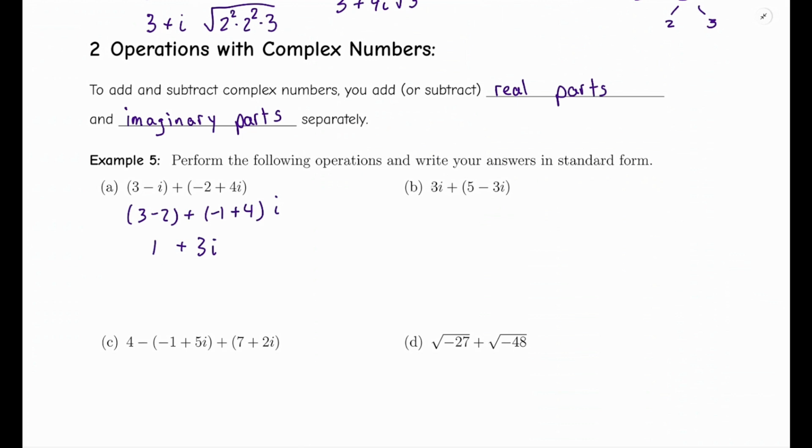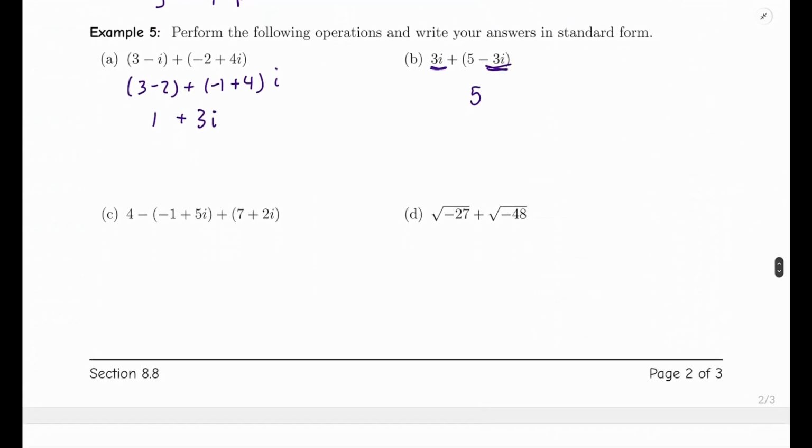Now in part B, we have 3i plus 5 minus 3i. Well, the 3i and -3i will cancel out, and our answer is just 5. Part C, 4 minus (-1 plus 5i) plus (7 plus 2i). First thing you have to do is distribute this negative sign. So this becomes 4 plus 1 minus 5i plus 7 plus 2i. 4 plus 1 plus 7 is 12. -5i plus 2i is -3i.